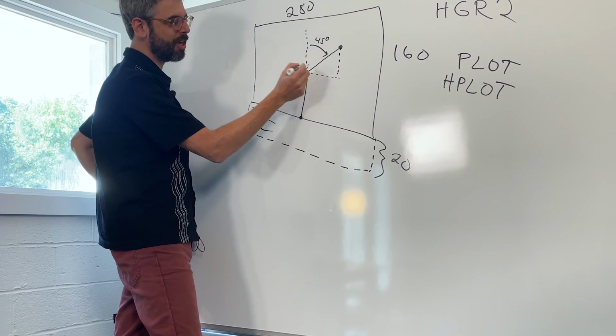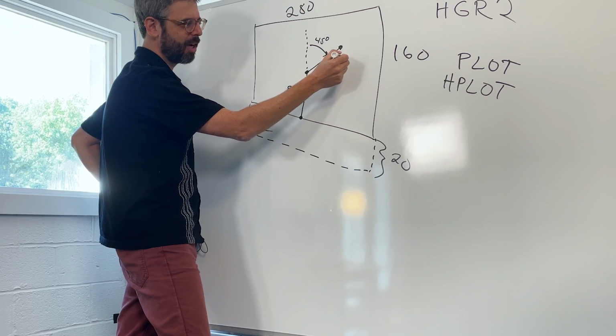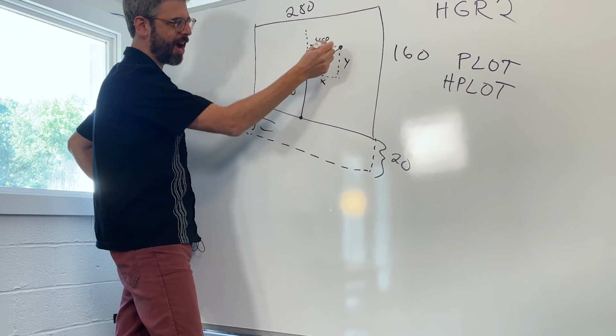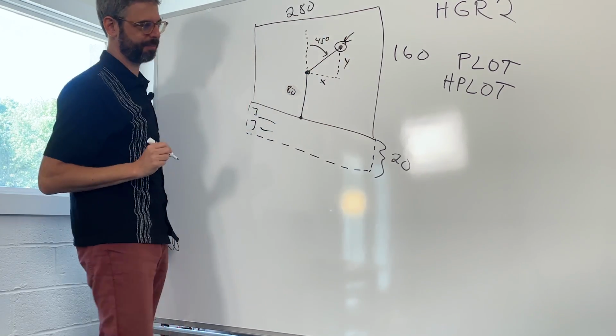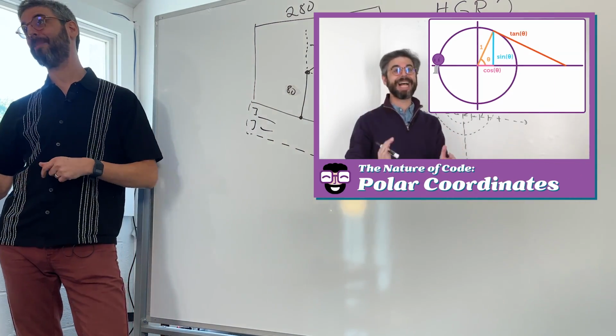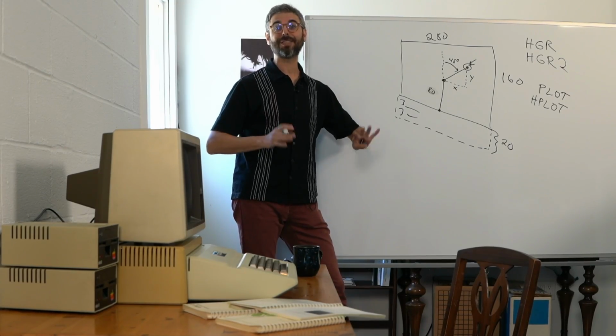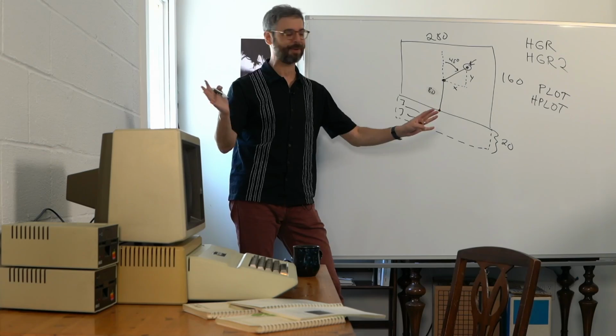So what is the offset of x and the offset of y to find this next point? This is certainly something I've covered extensively in videos about polar coordinates and trigonometry. I'll make sure to include a bunch of resources and references to those videos along with this one.